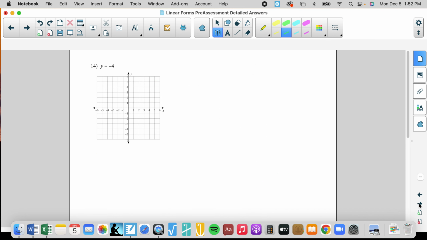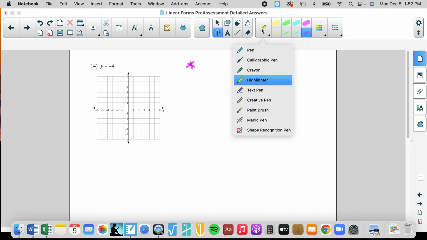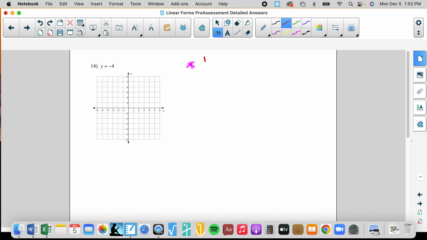Here, we should notice something that we should be aware of. Hey, look at that. That's a red flag. We should observe there is only one variable. When there's only one variable, it's either going to be vertical or horizontal.